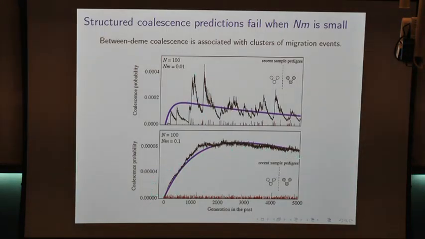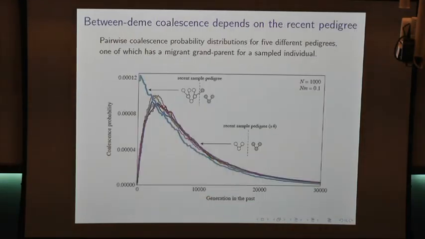Nonetheless, what I have done here is not allow something to happen which could happen, and that is that there could be a recent migrant. Here's a graph that shows five pedigrees for that second case on the bottom of the previous slide. Four of them have no migrant in the recent ancestry of the sample, the two individuals I sampled between the two populations. In this case, it happened that there was a grandparent who was a migrant.